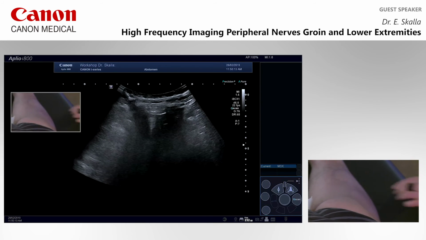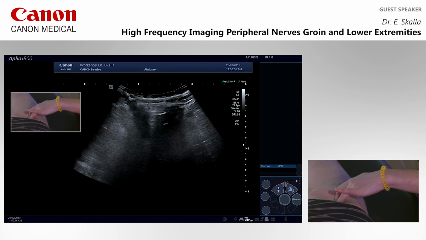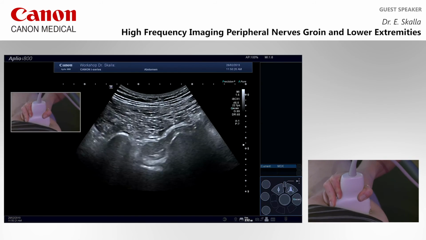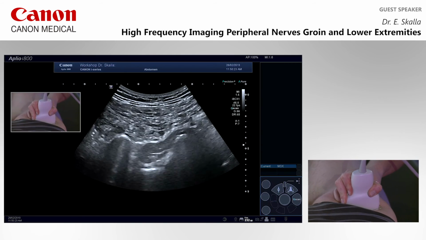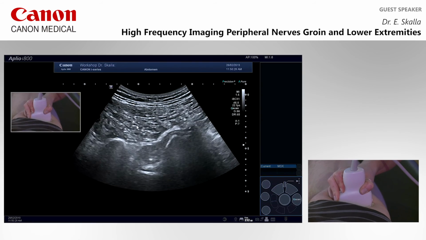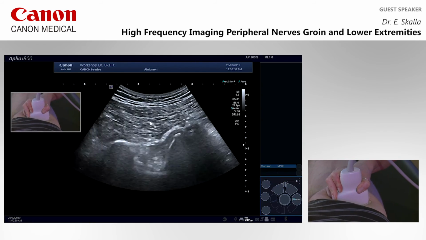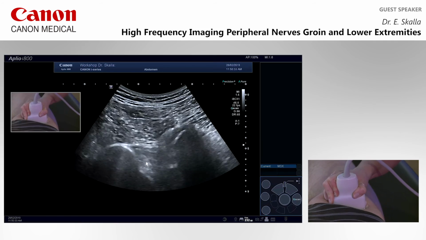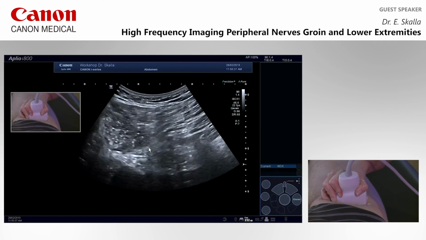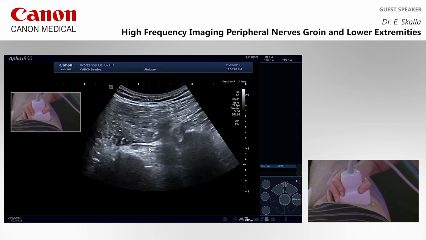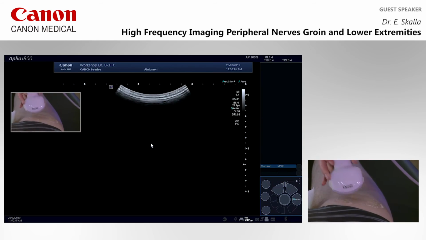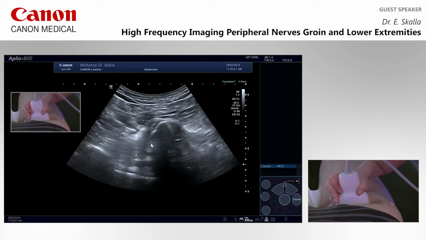So, external landmarks, the ischial tuberosity, just try to palpate it, or you can see here the bony structure. The big muscle in the superficial aspect of the image is the gluteus maximus muscle, in the deep, the quadratus lumborum, and here in between the sciatic nerve. It's easy to find here. And in this region, we also can have a look at the pudendal nerve.